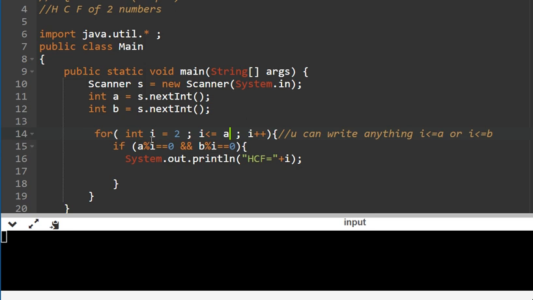A factor of a number is that number which completely divides that number. For example, the factors of 4 are 2 and 1. After that, the factors of 6 are 3, 2 and 1. So suppose we want to find it for 2 and 6. So the factors of 2 were, wait, let me write.